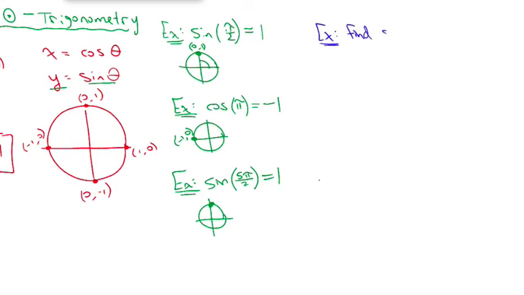Find sine and cosine of the angle formed by y equals 2x and the positive x-axis. Wait, what? Find the sine and cosine of the angle formed by y equals 2x on the x-axis. Positive x-axis, to the right.